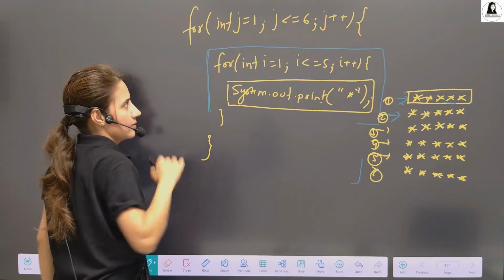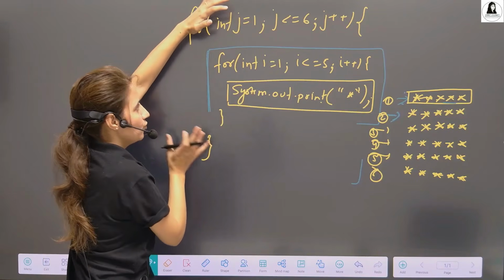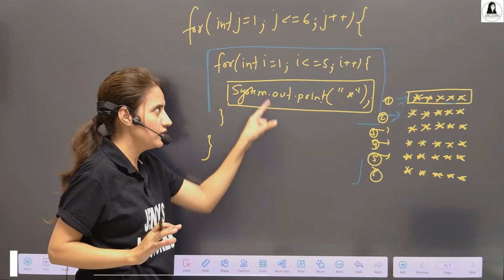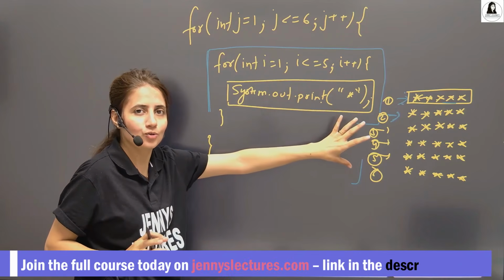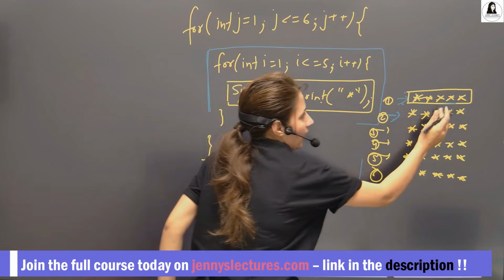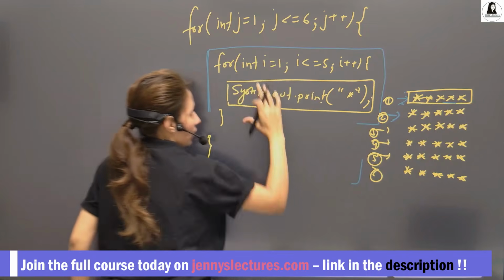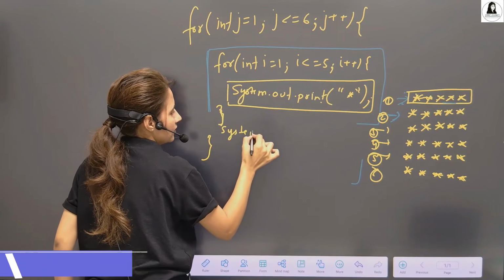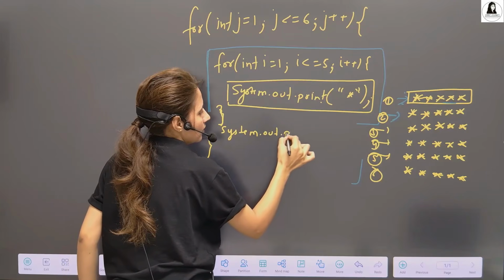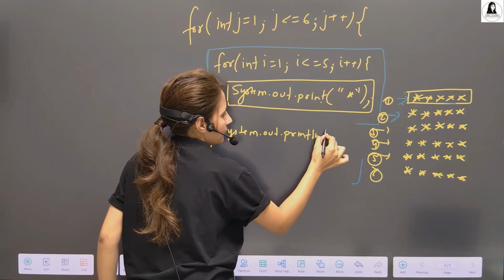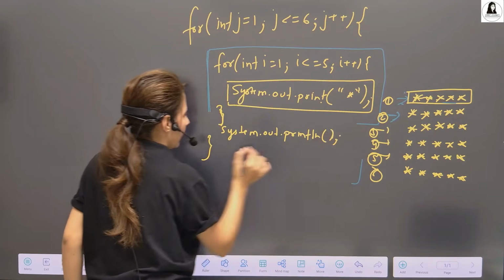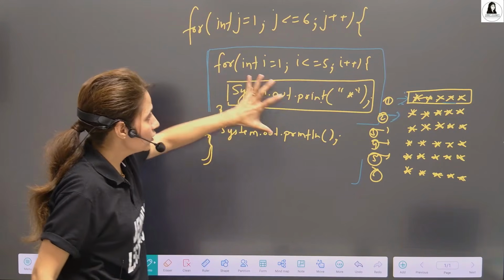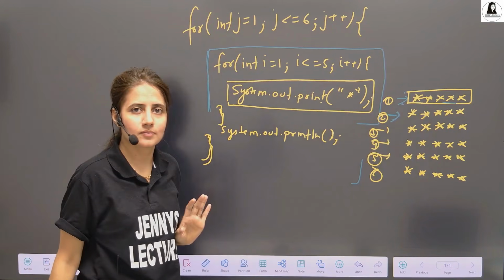And this logic is put in a loop. Actually, it will not print the same thing. You have to print a new line also, because after printing this, we add a new line. So after printing this, you have to use System.out.println to insert a new line, and then close this outer bracket. So now this will print this pattern.